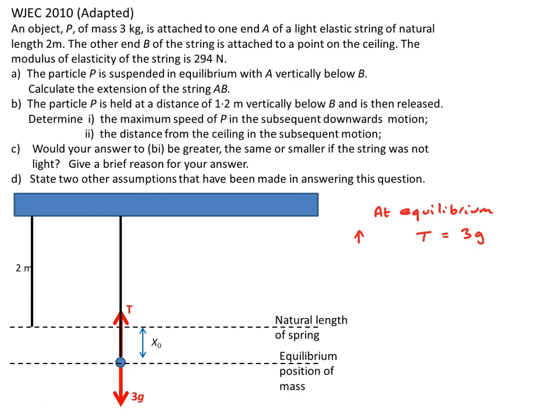For the equilibrium position, we must have T equals 3g, but Hooke's law tells me that T is lambda times the extension divided by a. So in this case, that is 294 times x naught divided by the natural length of 2. And that's got to equal 3g, which is 29.4. So if we rearrange that, we end up with x naught equals 0.2. The extension of the string when P is in equilibrium is therefore 0.2 meters.